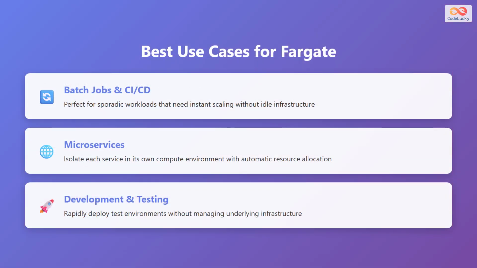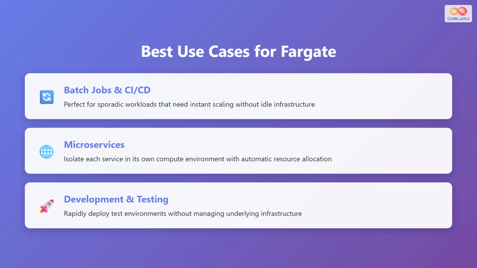Fargate excels in specific use cases. Batch jobs and CI/CD pipelines are ideal candidates because they need instant scaling without maintaining idle infrastructure between runs. Microservices architectures benefit from Fargate's ability to isolate each service in its own compute environment with automatic resource allocation. This eliminates the complexity of bin packing multiple services onto shared nodes.